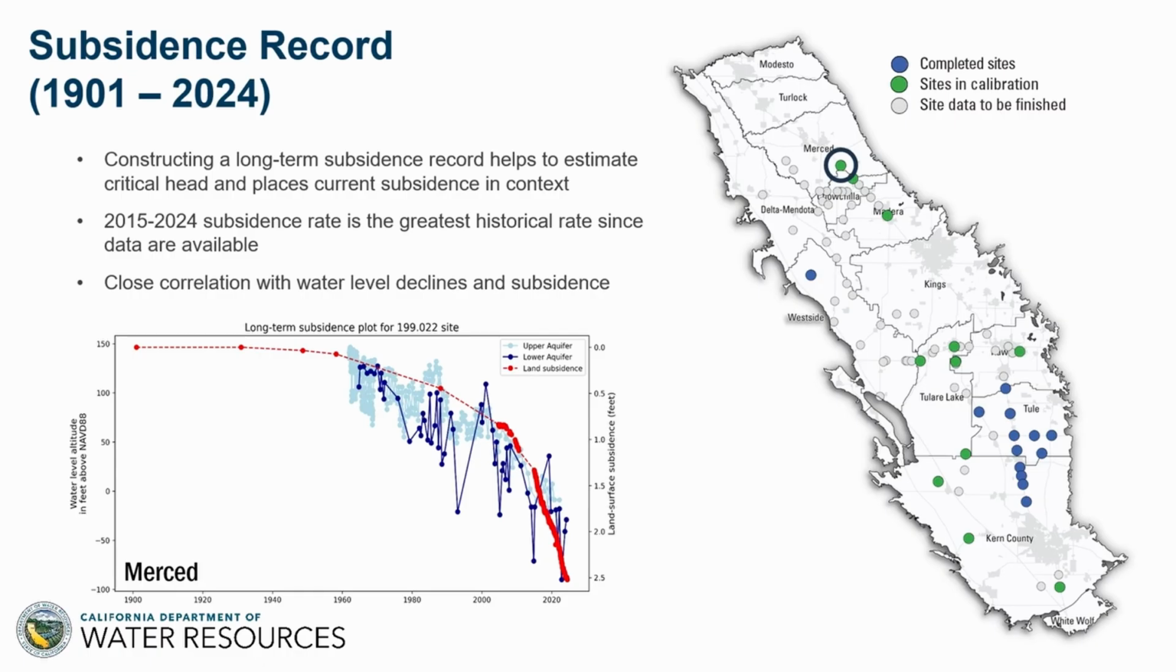You can see a strong correlation between the subsidence rate and changes in the aquifer groundwater levels. So the longer record provides context for the current rates, and it helps when estimating the critical head in both modeling and non-modeling approaches. So I'll pan around the Central Valley at some other sites just to show a comparison of subsidence.